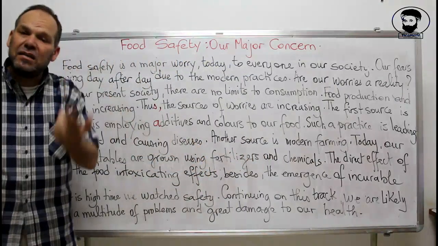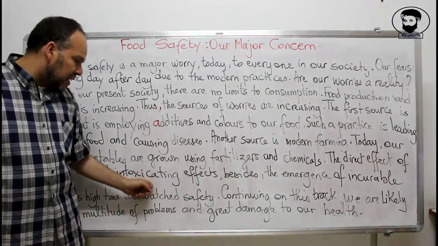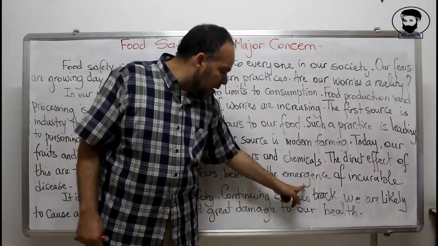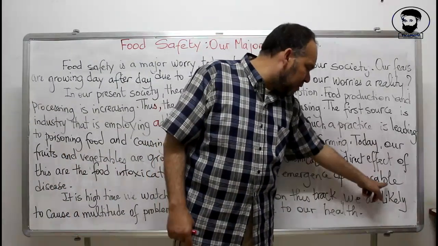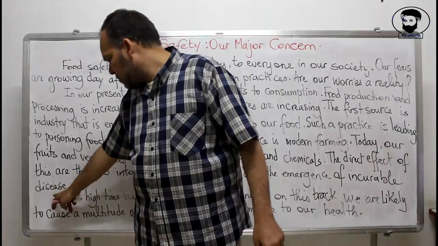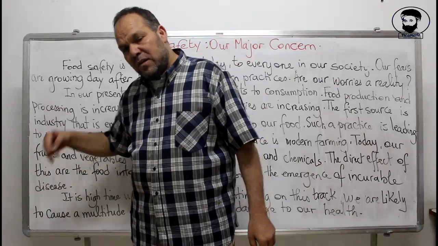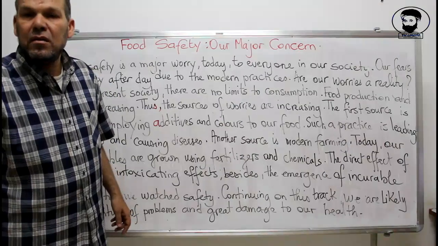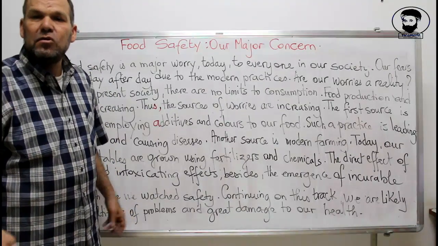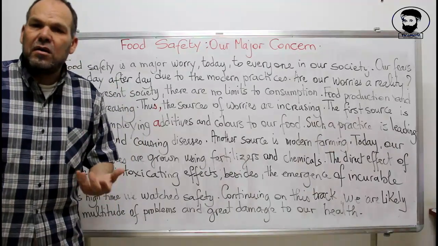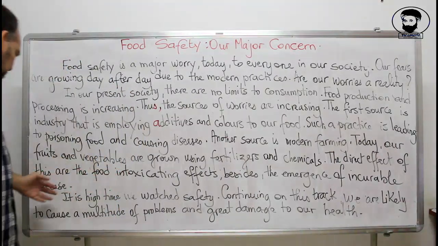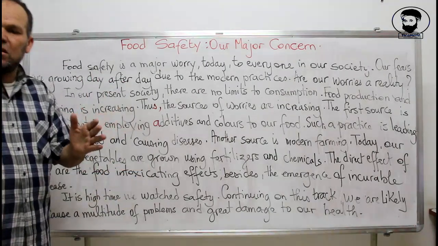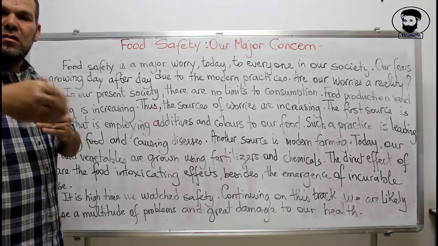So, this is the second effect, causing what? Intoxicating effect. And besides, in addition, what? The emergence of incurable disease. So, at the same time, you are not only intoxicating food, but also leading or resulting in something that is incurable, like cancer. So, this is the development of our paragraph. We started by giving a cause and directly the consequence.